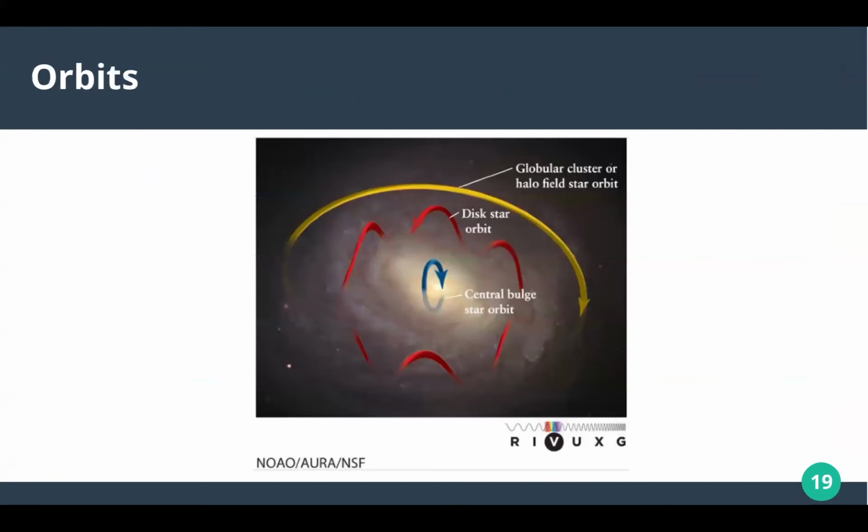As seen here, there are orbits of objects in the central bulge, orbits of stars in the disk, such as our sun, which go up and down through the center disk of the galaxy, and the globular cluster or halo field star orbit that goes around the galaxy.